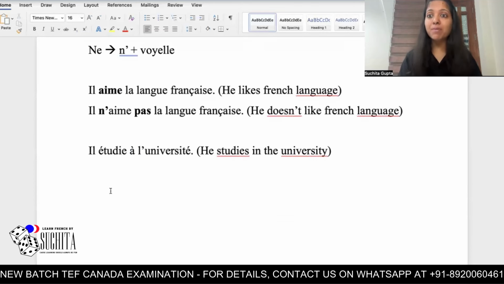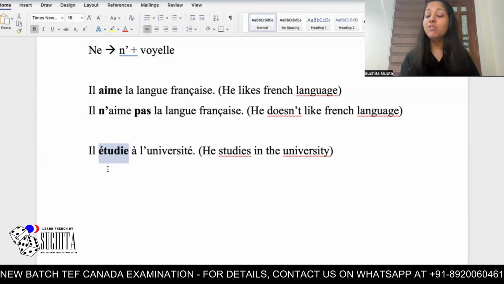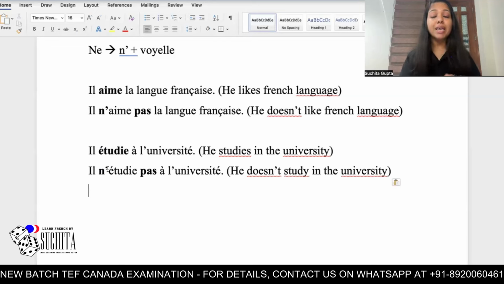Okay, so now the next example which is reflecting on your screen is il étudie à l'université. Il étudie à l'université. So the verb over here is again an ER verb which is étudier. Étudier, which means to study. Il étudie à l'université. He studies in the university. So again, you have to put ne before the verb and pas after the verb. But since your verb is beginning with a vowel E, that's why ne will change into an apostrophe. And the sentence will look like il n'étudie pas à l'université. Il n'étudie pas. So that means he studies in the university. He doesn't study in the university.